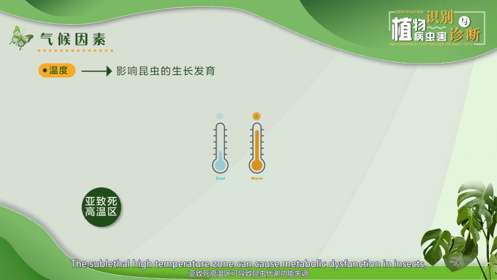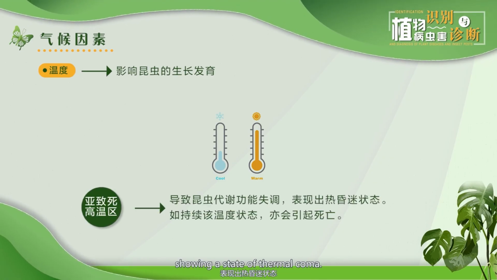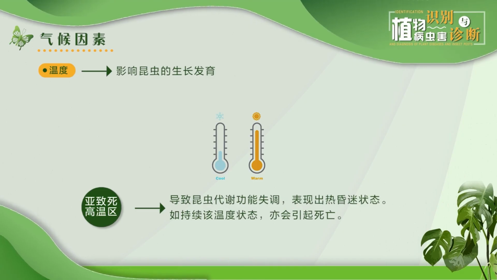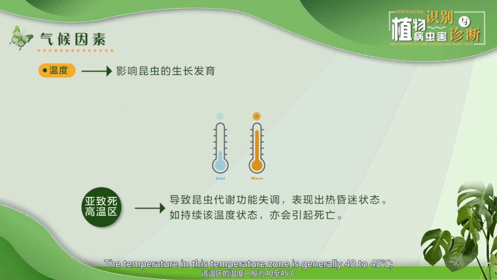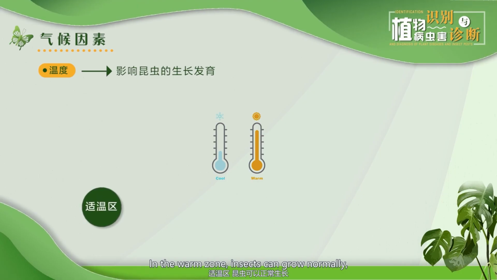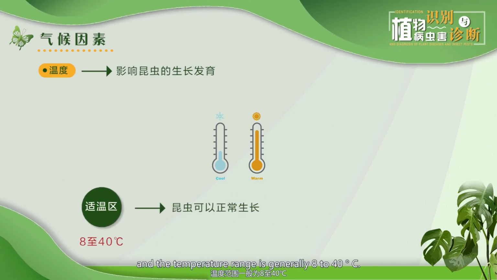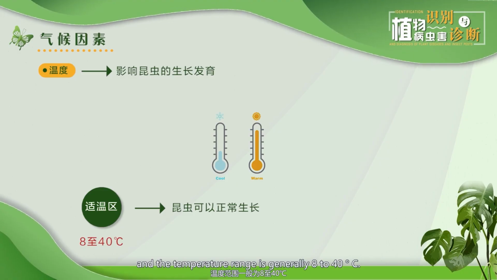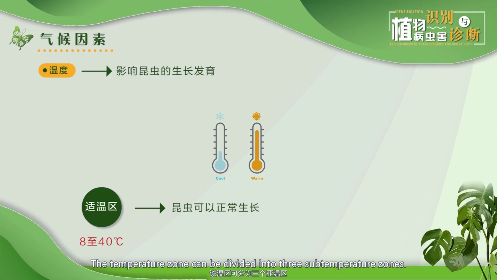The sublethal high temperature zone can cause metabolic dysfunction in insects, showing a state of thermal coma. If the temperature continues, it will also cause death. The temperature in this temperature zone is generally 40 to 45 degrees Celsius. In the warm zone, insects can grow normally, and the temperature range is generally 8 to 40 degrees Celsius. The temperature zone can be divided into 3 subtemperature zones.